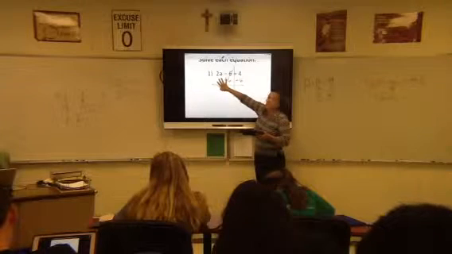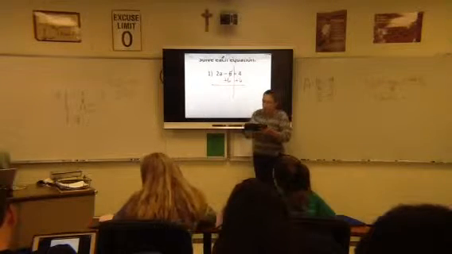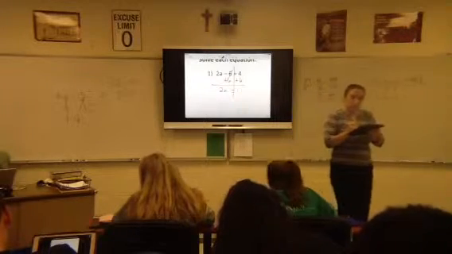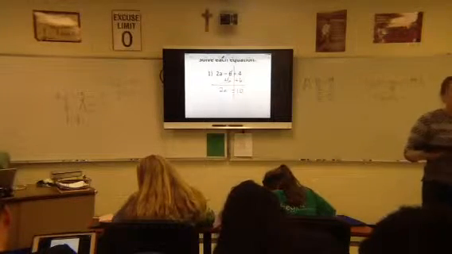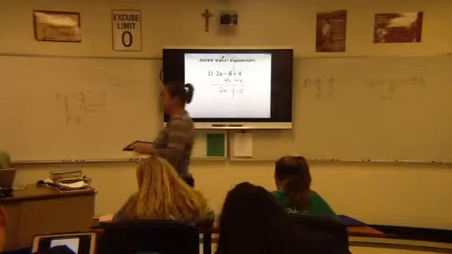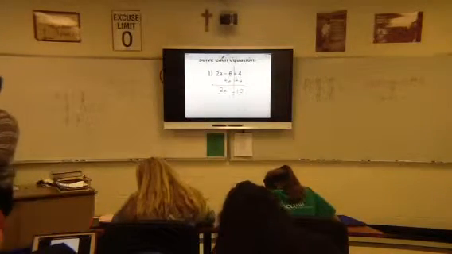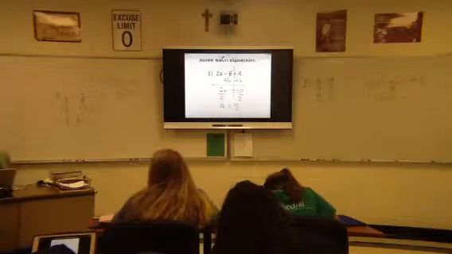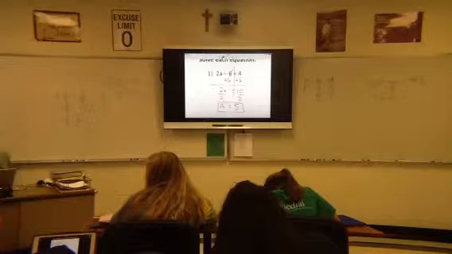What do you have left on this side of the wall? 2A. And what do you have left on that right-hand side? 10. Okay, is everybody okay so far? All right, now my next step, Caitlin, will be to do what? Divide by 2. Good, divide everything by 2. What did you get for an answer when you did that? 5. Nice job. So A equals 5.